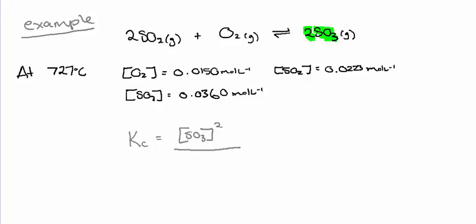Now that's going to be over the concentration of the first reactant, so sulfur dioxide, raised to the power of 2, because it's got a coefficient of 2 in the equation, times the concentration of our other reactant, which is oxygen. Now this only has a coefficient of 1 in the equation, so it's only to the power of 1.